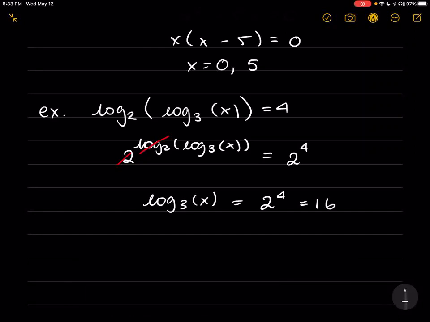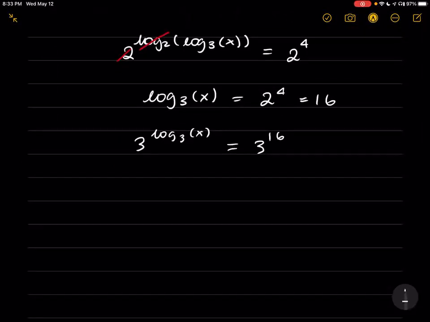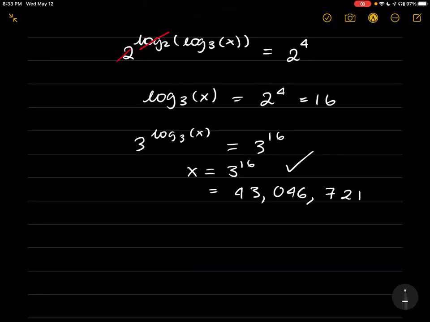Okay, now we can do the same thing again, but this time with 3. So we will have 3 to the log base 3 of x equals 3 to the 16th. And those cancel out again, and we get x equals 3 to the 16th. And this would be a perfectly acceptable answer because 3 to the 16 is a massive number. I guess that's 43,046,721. It's a pretty big number. So this is a good answer.